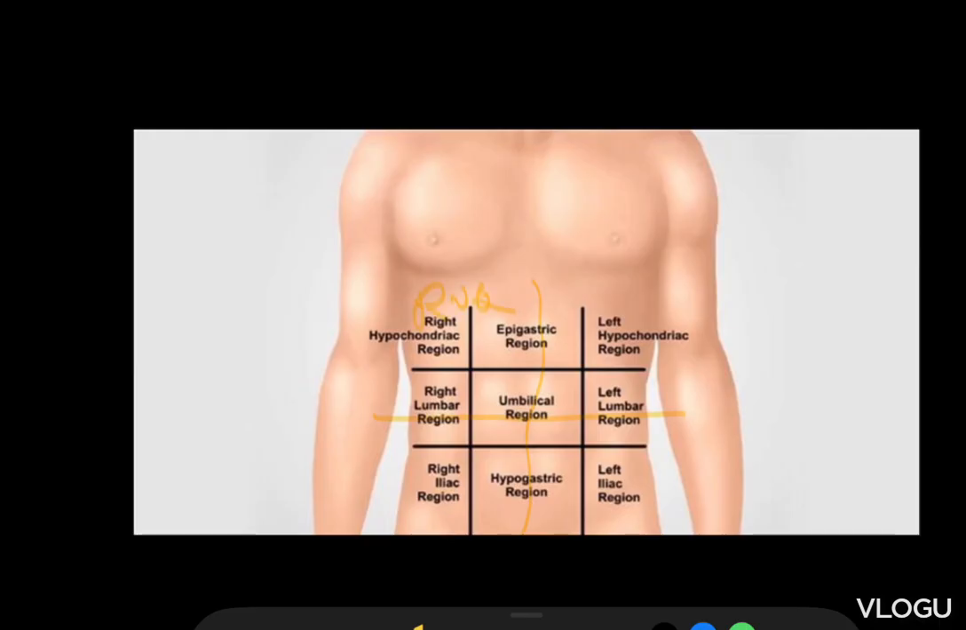Okay, so this is right upper quadrant, this one left upper quadrant, this one right lower quadrant, and this one left lower quadrant. Okay, so like that we can differentiate: the abdomen is divided into these 4 quadrants.